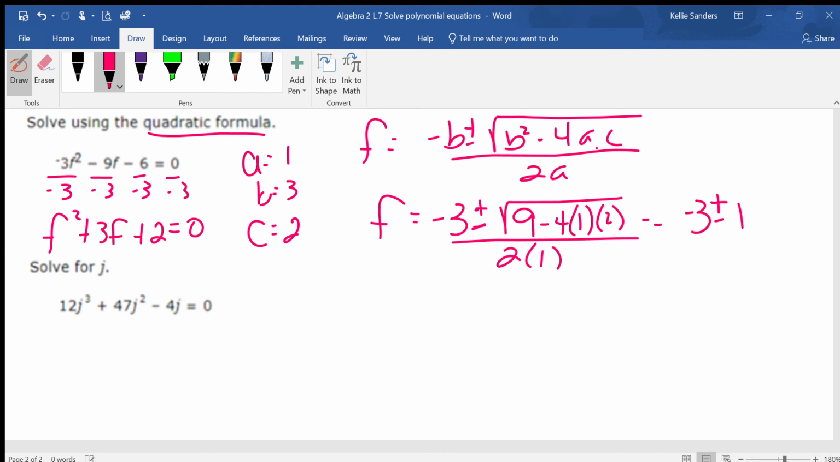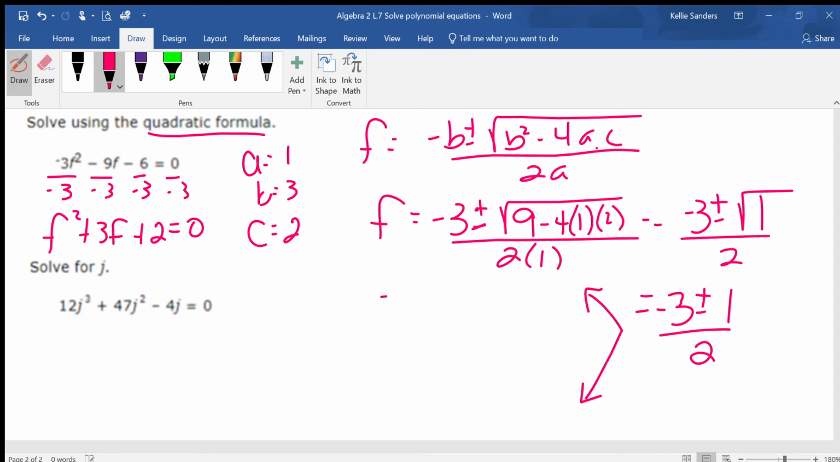Negative 3 plus or minus 4 times 2 is 8. 9 minus 8 is 1. All over 2 times 1 is 2. Square root of 1 is 1, all over 2. Hence that became a nice, pretty number. Negative 3 plus 1, all over 2, and negative 3 minus 1, all over 2. Negative 2 over 2, which is negative 1. Negative 4 over 2, which is negative 2.